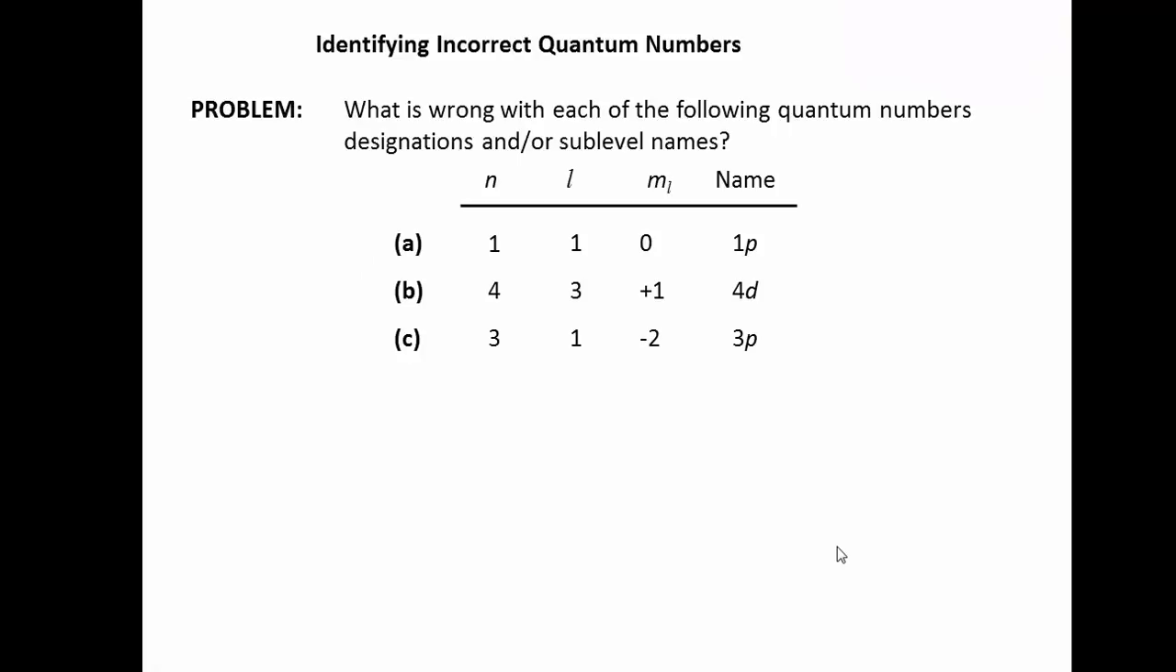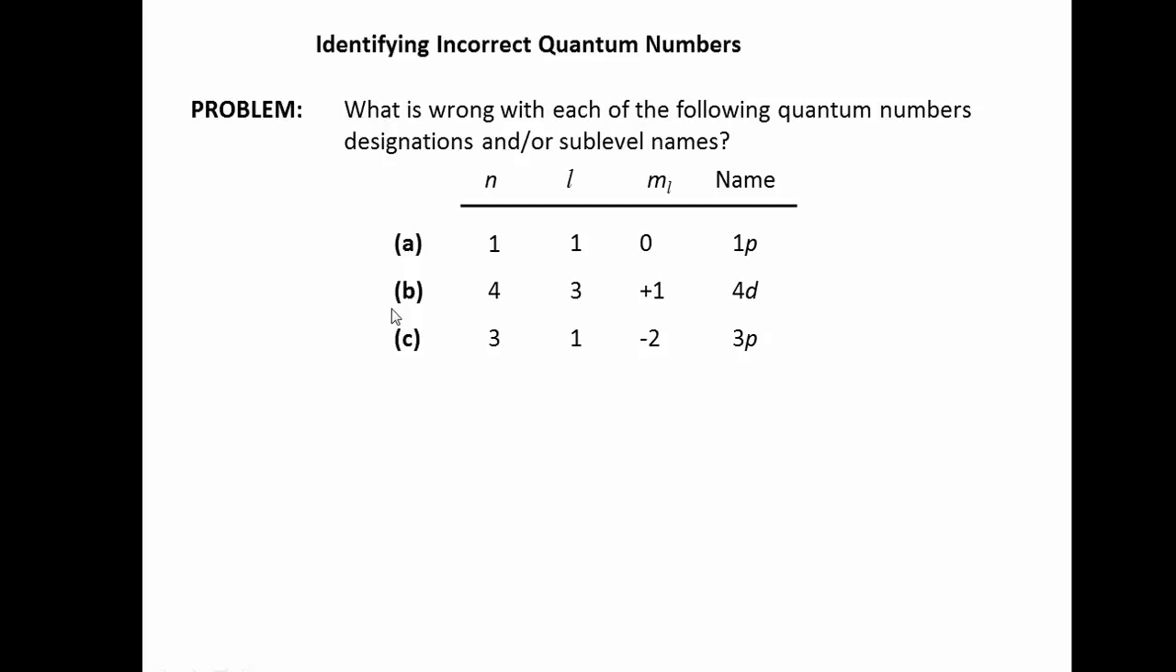Okay, so here's just a couple more examples identifying incorrect quantum numbers. What is wrong with each of the following quantum numbers, designations, or sublevel names? Okay, so let's look at this first one, A. n is 1, L is 1. Well, the problem here is that the rules for the angular momentum quantum number is that it can only be 0 up to n minus 1. So a 1p orbital simply cannot exist.